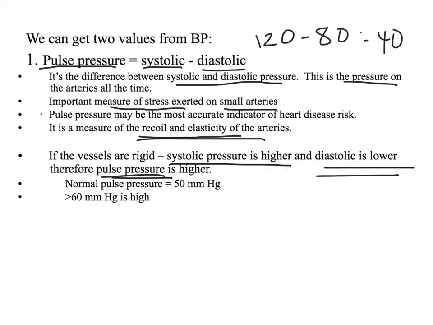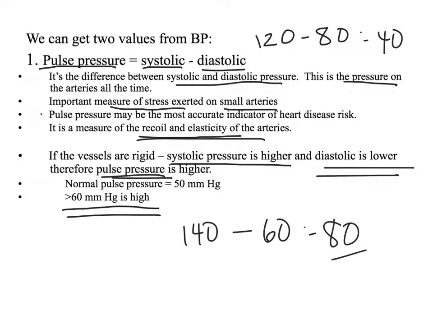So if your systolic pressure is 140 and your diastolic is 60, that increases it, right? That would be 80. A number greater than 60 millimeters of mercury is high, so that means that your vessels are not in very good shape, so you are at risk for a heart attack. That's what one group thinks.